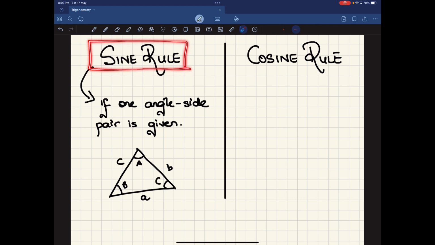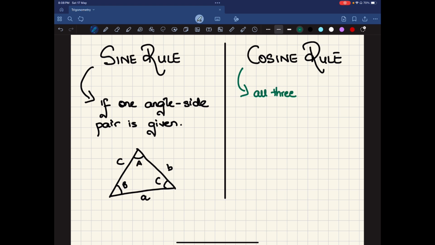The only condition that needs to be satisfied if you want to apply the sine rule is that we have at least one complete angle side pair. Okay, there are 3 pairs, and if even one of them is given, then we can use the sine rule. What about the cosine rule? So for cosine rule, you can apply cosine or cos rule if all 3 sides are given. That's one of the possibilities. Or 2 sides and an included angle.